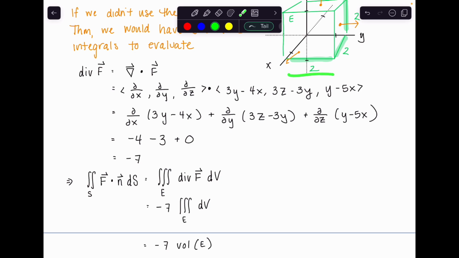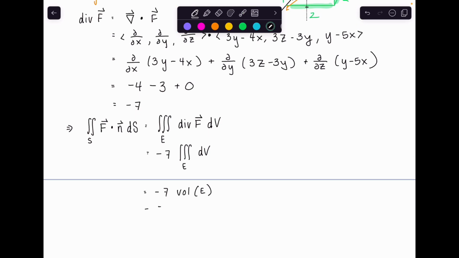So it's a cube with all of my side lengths equaling 2. So this is -7 times 2 times 2 times 2. So it's really -7 times 8. This surface integral would equal -56. I wrote 8 because I said 8.